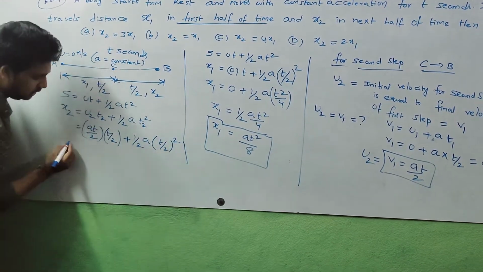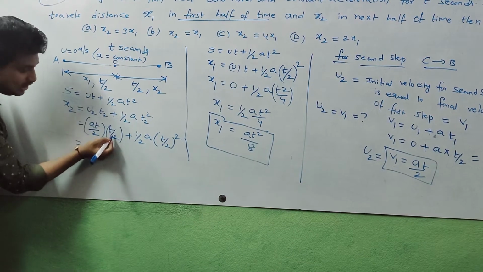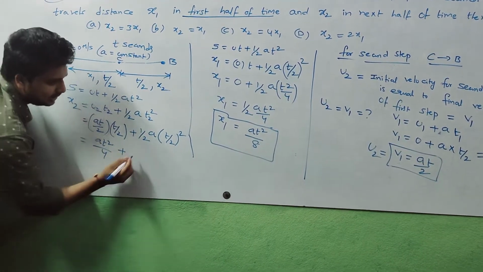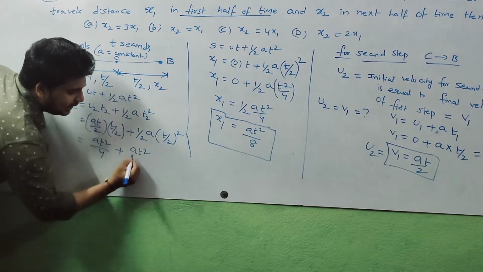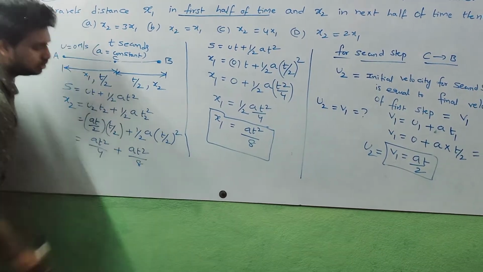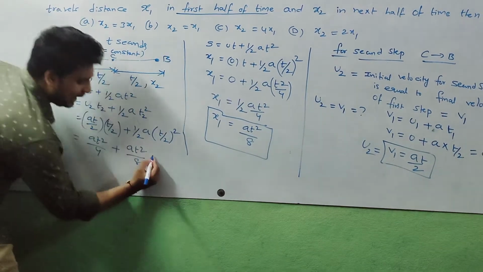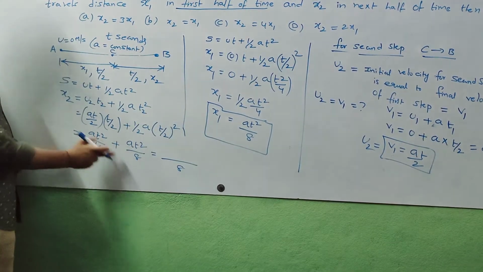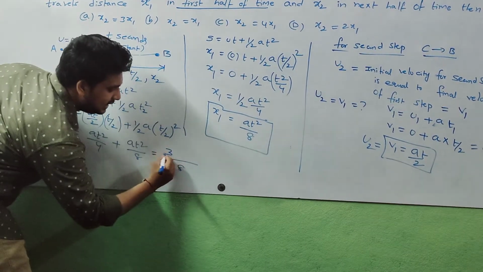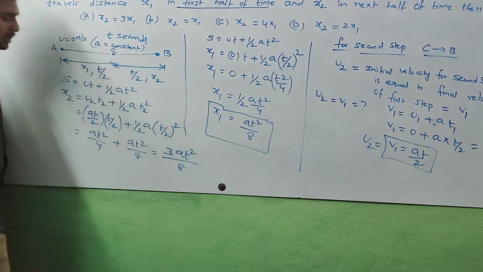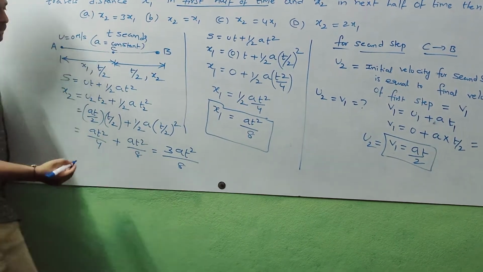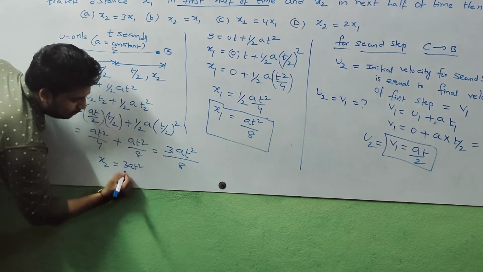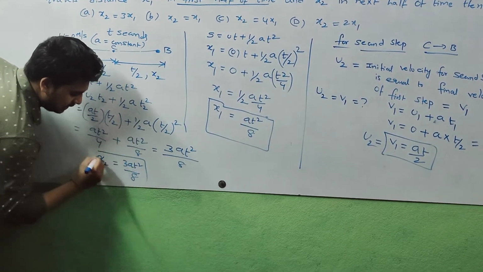So from this, what we got here is at by 2 into t by 2, means at square by 4, plus at square by 8, because this is 4 into 2, 8. So we calculate this: LCM is 8 here, 4 twos are 8, 2at square plus at square, 3at square by 8 we got. So S2 is equal to 3at square by 8.